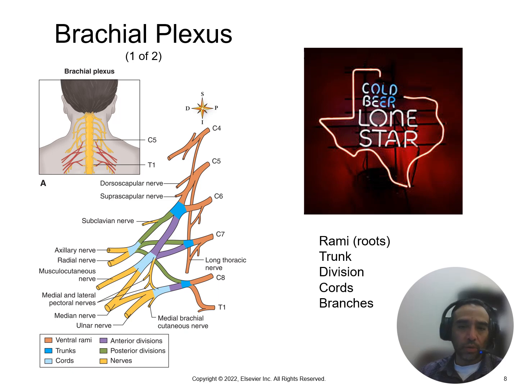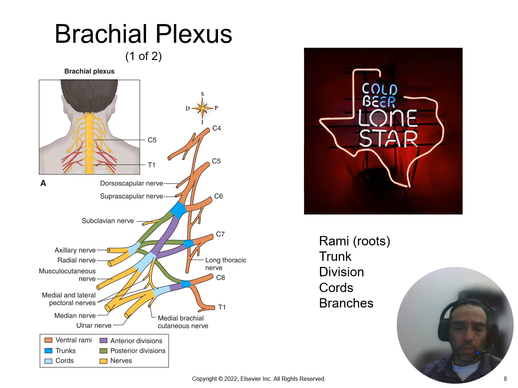So you have the lateral chord, the posterior chord, and the medial chord. The lateral chord is formed by the anterior divisions of the upper and middle trunks. The posterior chord is formed by all 3 posterior divisions. Then you have the medial chord, and that's formed by the anterior division of the lower trunk. I have branches saved for the next slide, but I'll go ahead and tell you how to memorize these sections.